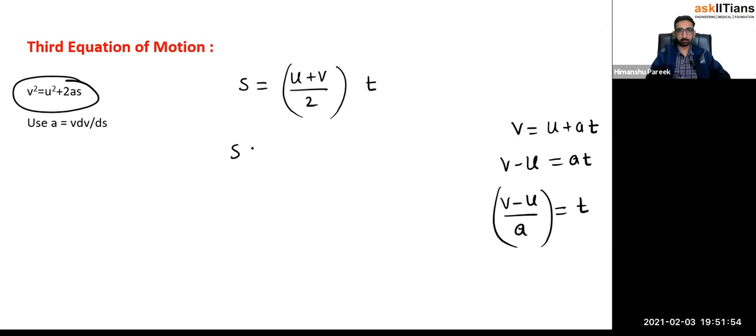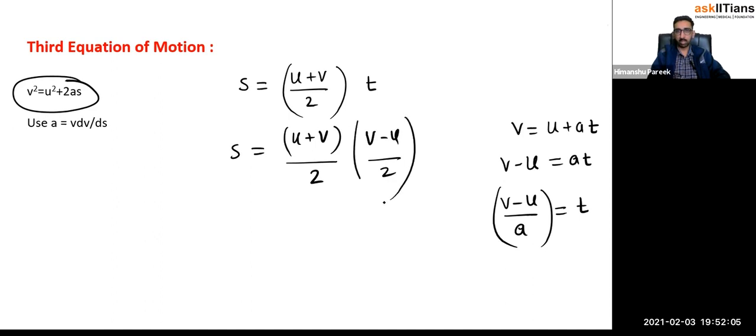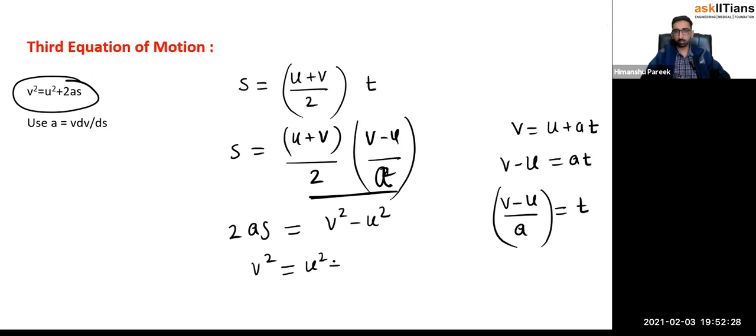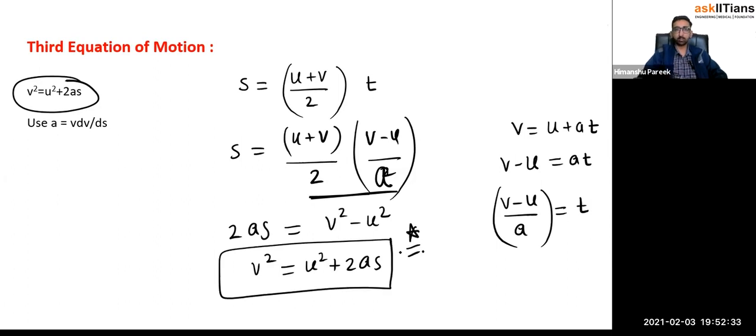This value I'm going to put here. And now you know what to do. We have to use that identity: (u + v)/2 and (v − u)/2. I have replaced the time with (v − u)/a. Do the cross multiplication of these things. You will get 2as. And this is (a + b)(a − b), so (v − u)(v + u). You'll be getting this as v² − u², which would become v² = u² + 2as. That's it. That's the third equation of motion.